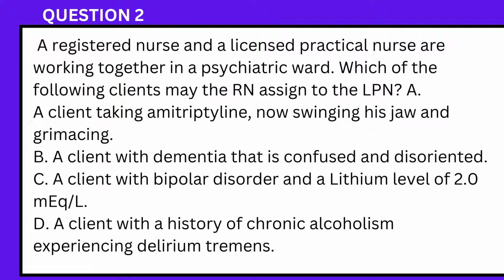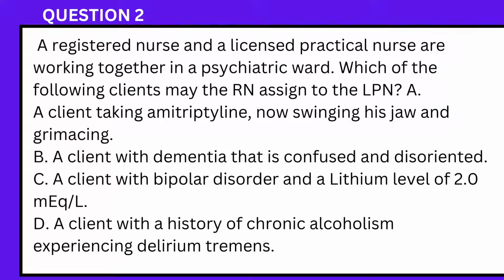A says a client taking amitriptyline, now swinging his jaw and grimacing. B, a client with dementia that is confused and disoriented. C says a client with bipolar disorder and a lithium level of 2. D says a client with history of chronic alcoholism experiencing delirium tremens. The big question is, which of these patients can the registered nurse assign to the licensed practical nurse?